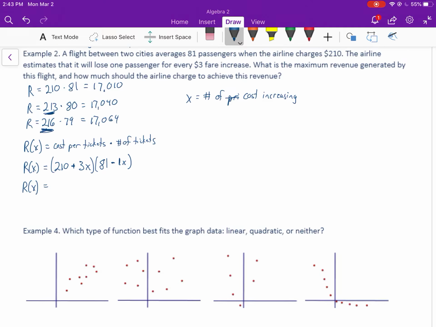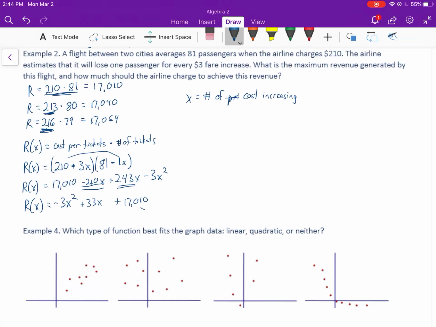So actually 210 times 81, we actually did that up here, so we have 17,010. Then we multiply here, so that's negative 210x. 3 times 81 is 243x. And then 3x times negative 1x is negative 3x squared. Well, this looks like a quadratic function, so let's go ahead and change the order, putting these in descending order. We got negative 3x squared, combining these two gives us 33x, and then we have plus 17,010. All right, so that's a quadratic function.